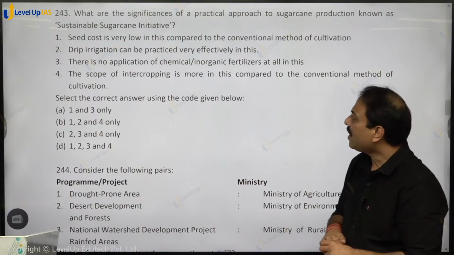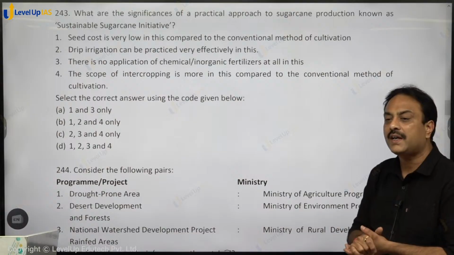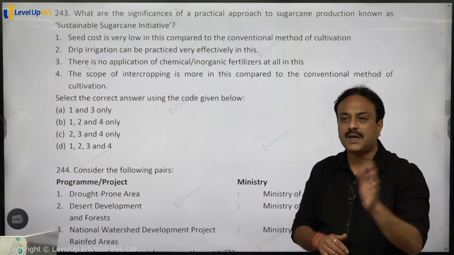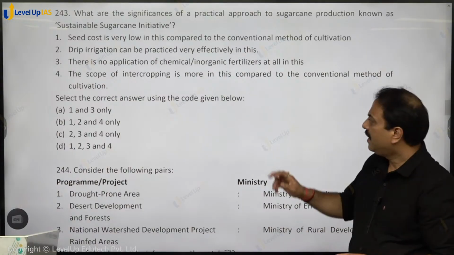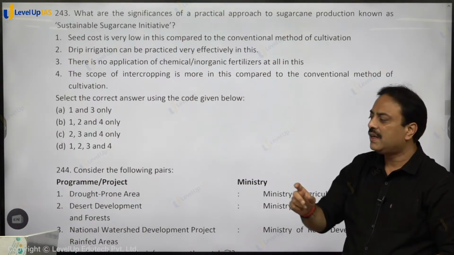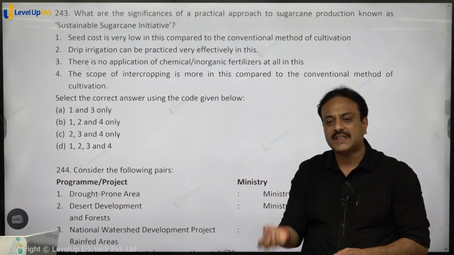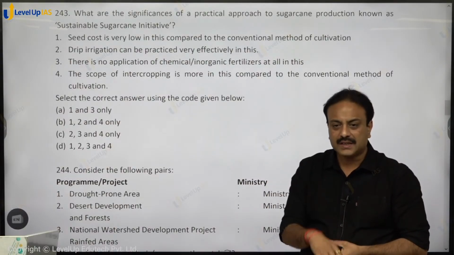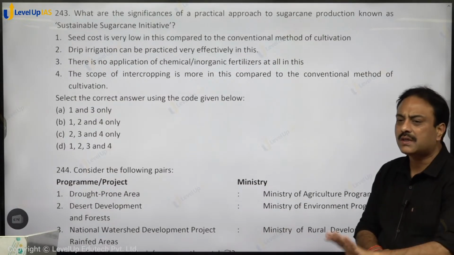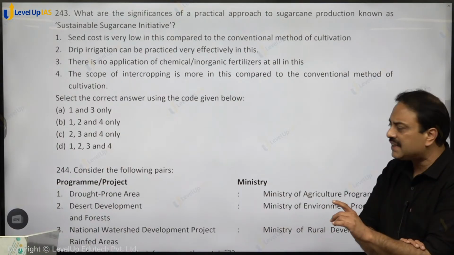Clear on that? There is no application of chemical inorganic fertilizers at all in this. No doubt the Sustainable Sugarcane Initiative focuses on organic farming, green manuring, and multiple organic fertilizers. But it is written that there is no application of chemical or inorganic fertilizers at all, because it is practiced at a gap. Some soil is left out, over which weeds can grow. So weedicide needs to be used to kill the weeds growing in the field. So it is not like it will not be used at all. It will reduce the use of chemical and inorganic fertilizers, but it will not be completely eliminated. So statement 3 is wrong.